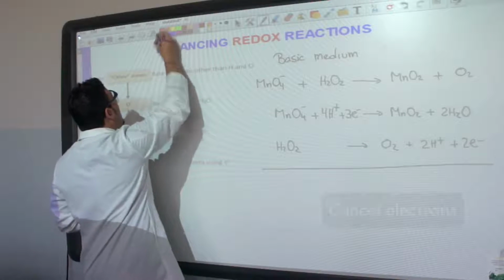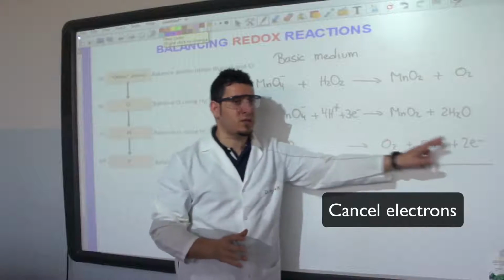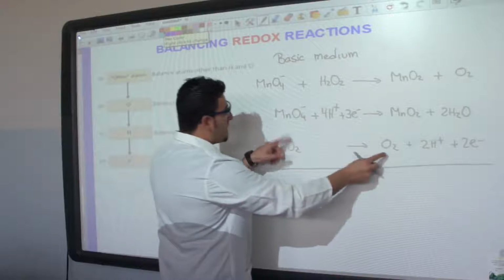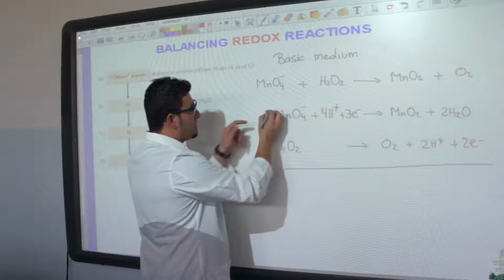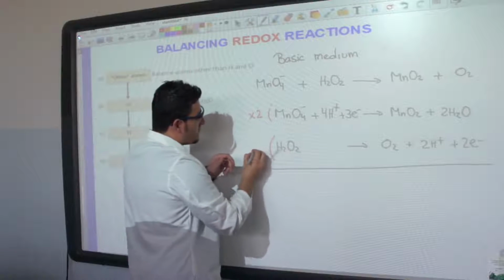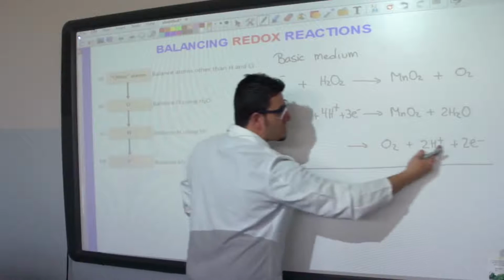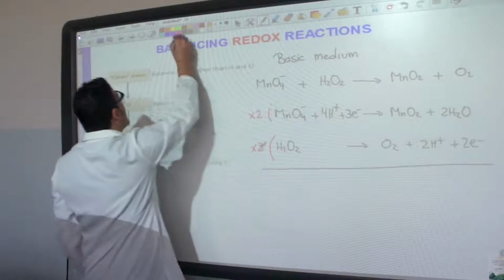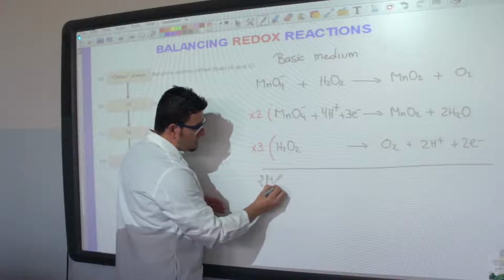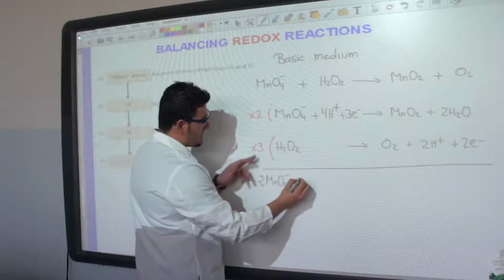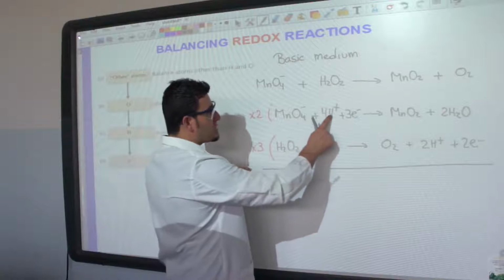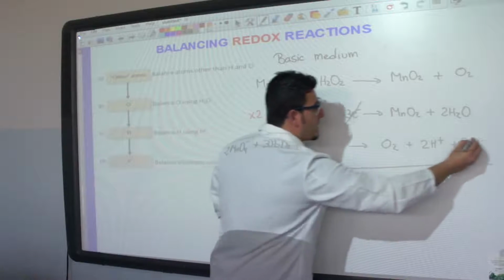Now I can sum these 2 half equations. But before summing, I need to make sure that I can cancel the number of electrons. So here it's 3 electrons and here it's 2 electrons. So what I can do, I can multiply this half equation by 2. So 2 times 3 is going to give me 6. And I can multiply this half equation by 3. 3 times 2 is going to give me 6. And the balanced equation will be then 2 permanganate plus 3 H2O2.